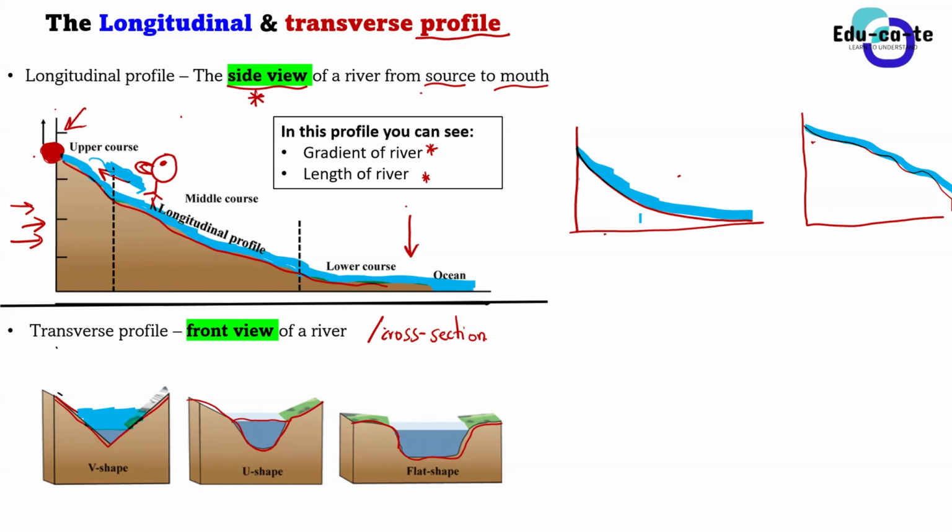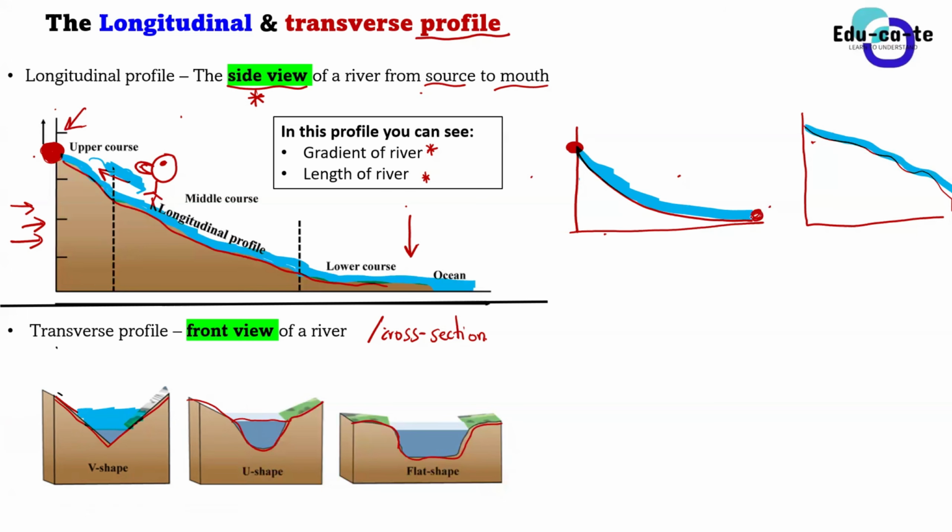You can see how steep the river is, how steep is the land where the river is flowing. So it's known as a side view. The side view allows you to see the gradient of the river. It also allows you to see the length of the river, because remember we said that the side view is moving from the source of the river, from where the river begins all the way to where the river ends.